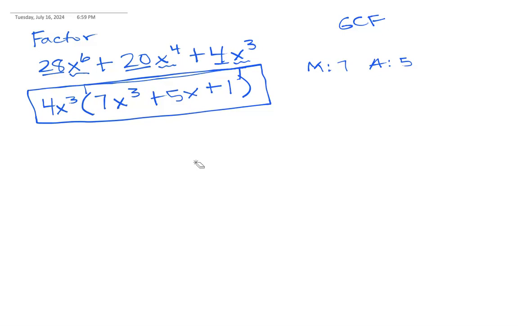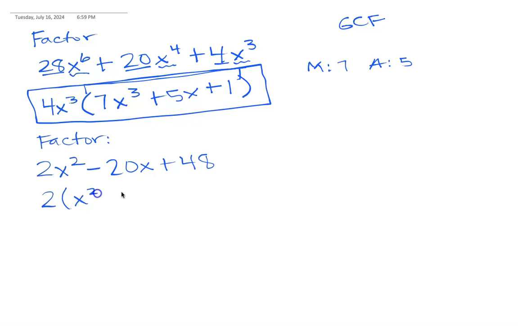I'm working on one right now that I can't figure out either. Okay, do you want to look at it? Oh, yes. Yeah, it is 2x squared minus 20x plus 48. Okay, so what are we going to do first? Greatest common factor, which is 2. Okay, so 2 comes out, leaving x squared minus 10x and plus 24.